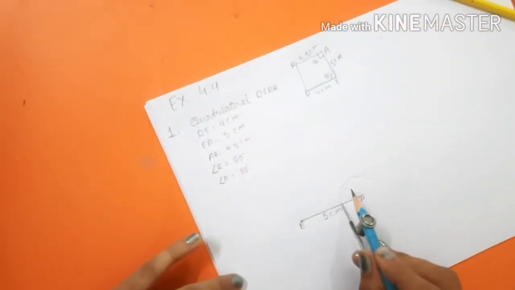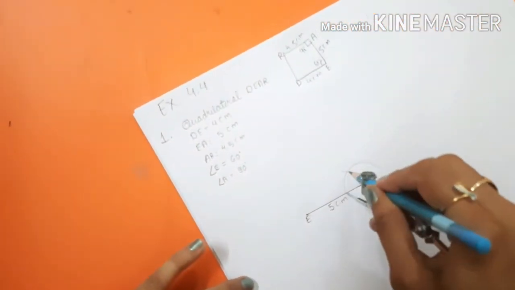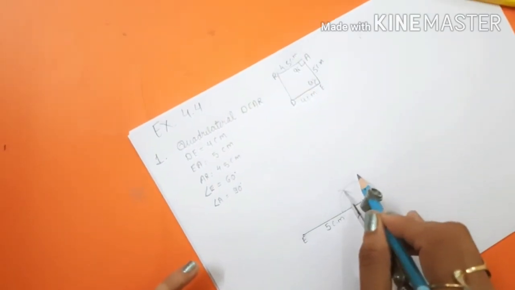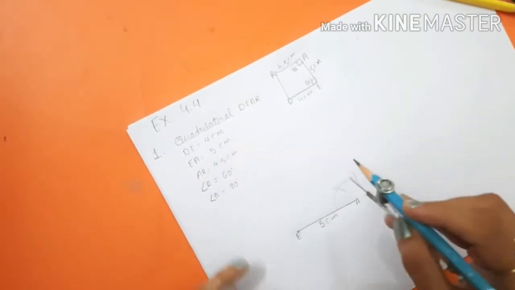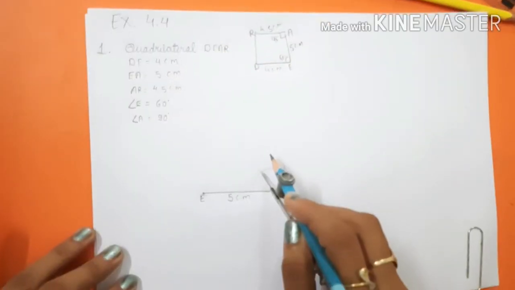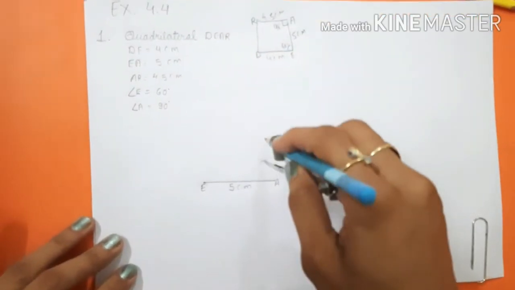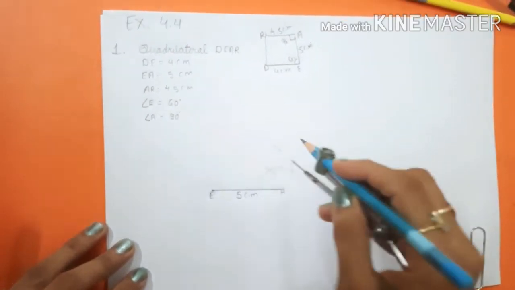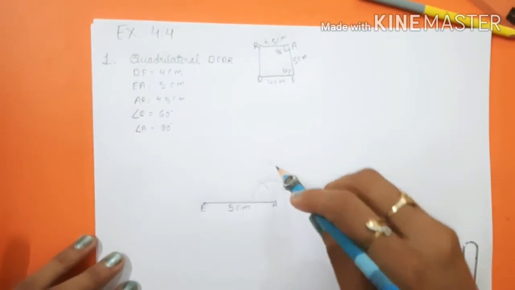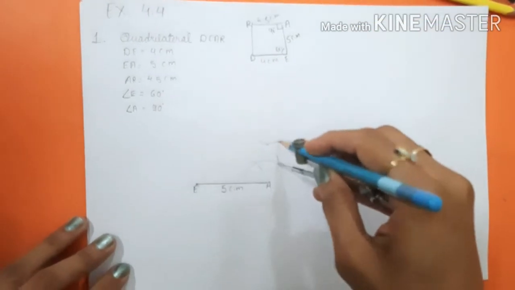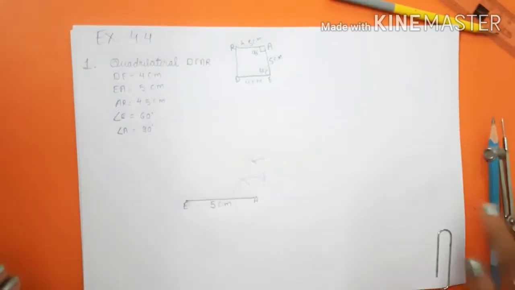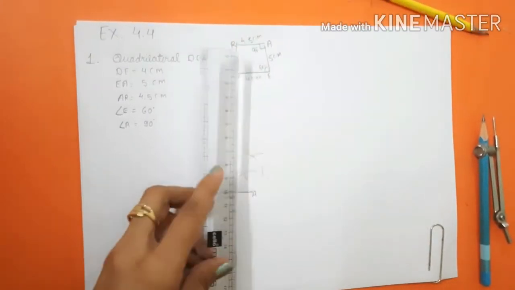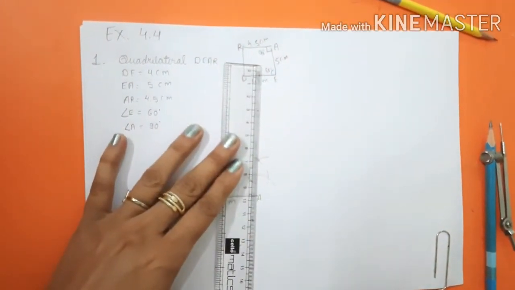With the help of the same radius, we'll cut an arc of 60 degrees, second for 120 degrees. And in between the 60 and 120 will be 90. So we'll take the same radius and cut an arc in between 60 and 120. This intersecting point is 90 degrees.